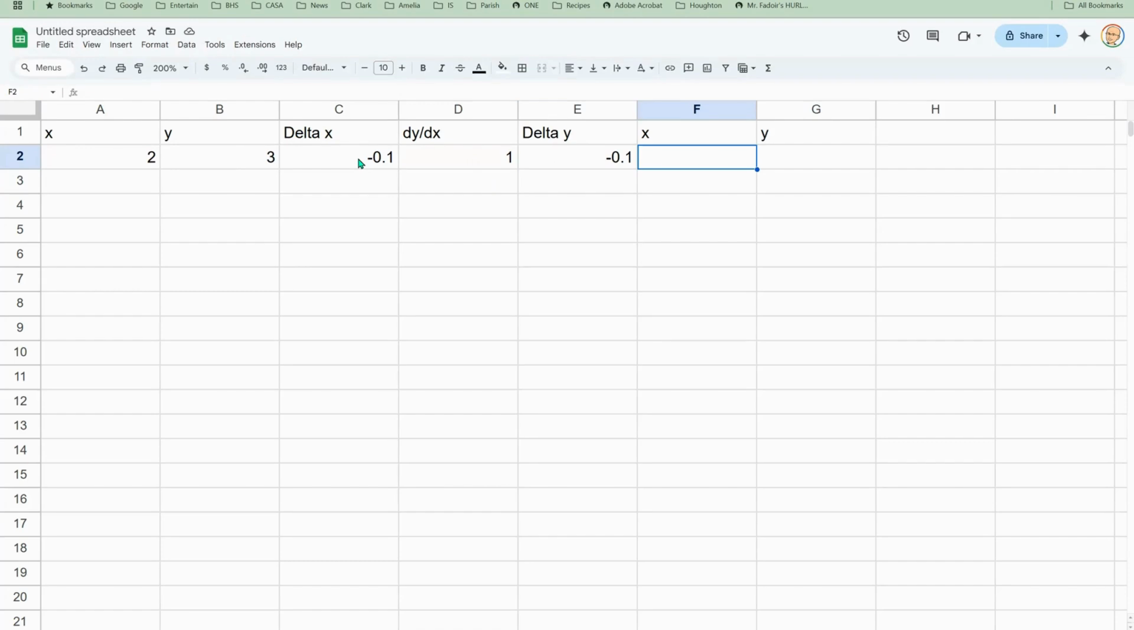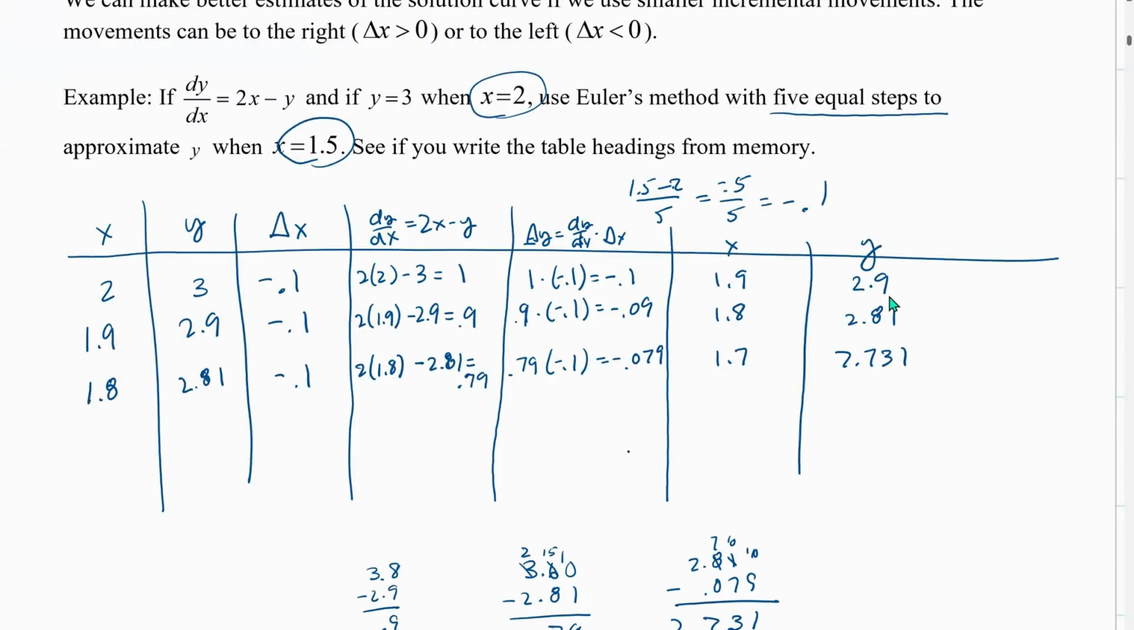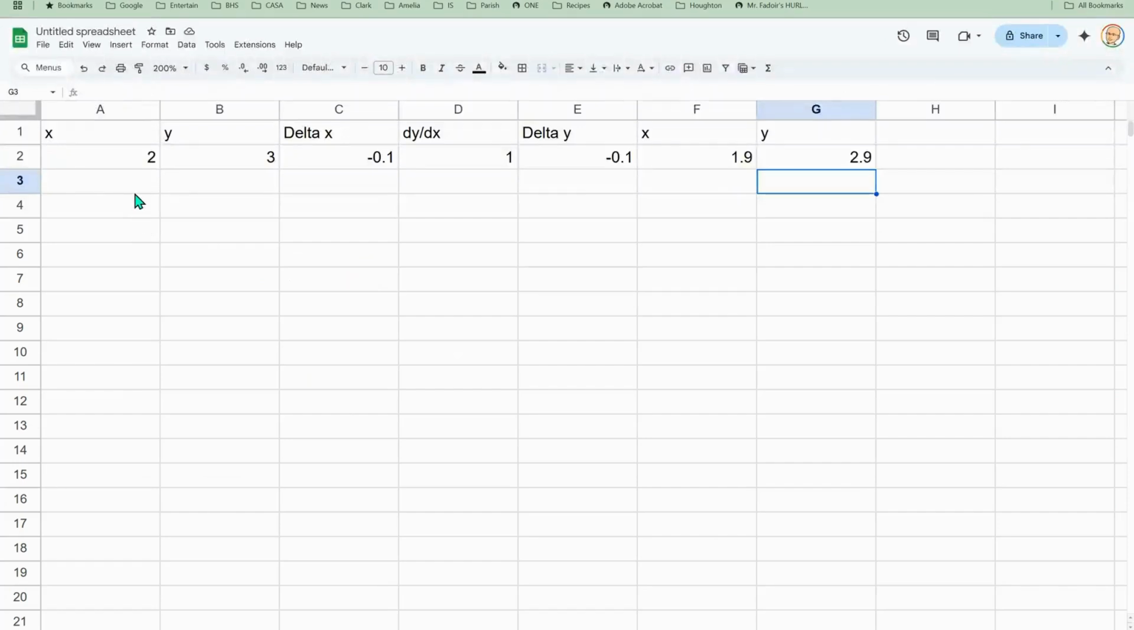And then I can say, you know what I want to do? I want my new x value. It's going to be the old x value added to the delta x value. There's my 1.9. Equal sign to find the new y value, which is the old y value added to delta y. And that looks like exactly where we ended up when we did this by hand. Let's double check. 1.9, 2.9. Excellent. Now let's go ahead and do the next row.